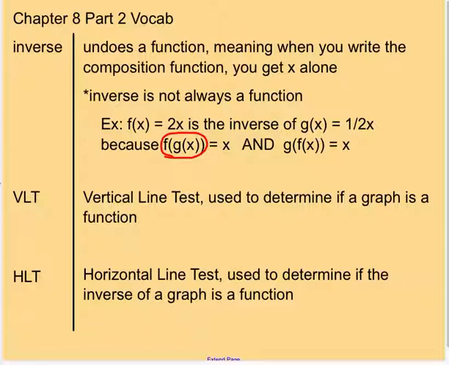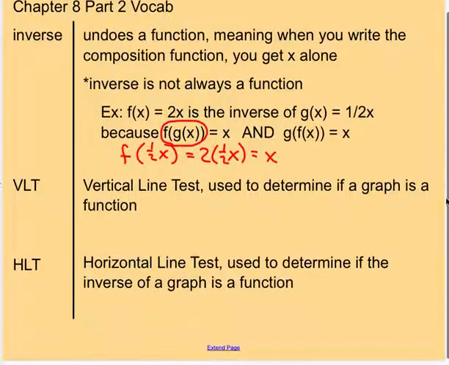All right, so my example, if f of x equals 2x, that is the inverse of g of x, which equals 1/2 x, because if you perform that composition, so if we take the g function, 1/2 x, substitute it into the f function for x, and simplify, 2 times half x is x. And it will work the same if you flip the order of the composition.